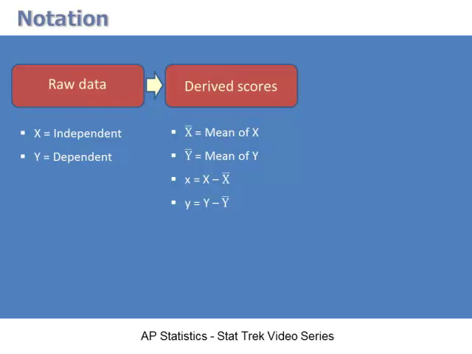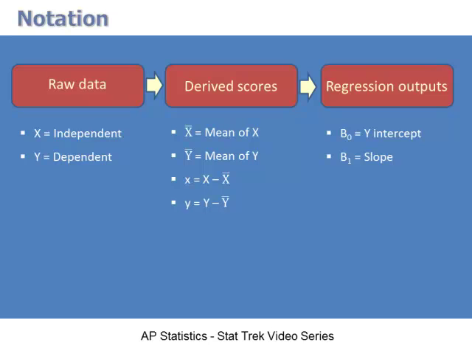The derived scores are used in various formulas to compute regression outputs. B0 is the y-intercept in the regression equation. B1 is the slope of the regression equation. Y prime is the predicted value of y based on x. R sub xy is the correlation between variables x and y, and R squared is the coefficient of determination, a measure of how well y is explained by x.